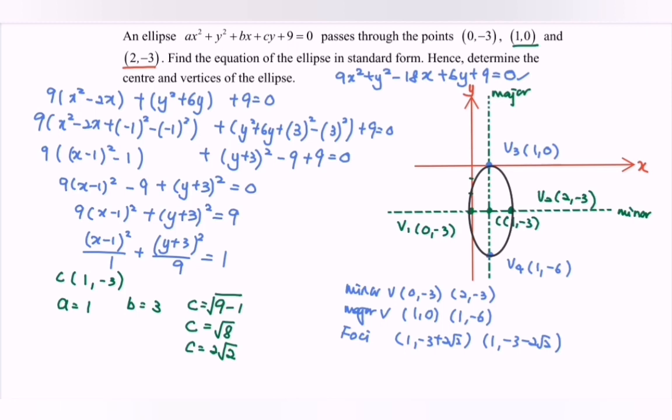Kindly refer to the question. So we already found the standard equation of the ellipse. Hence, we determined the center, (1, -3), and then the vertices of the ellipse, we have the major, minor, and the foci.